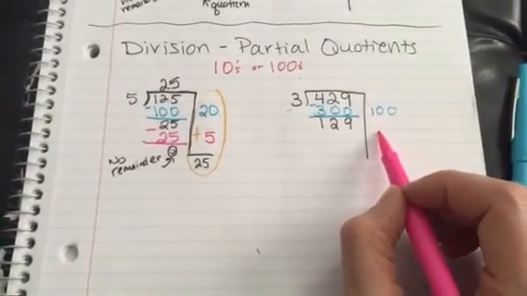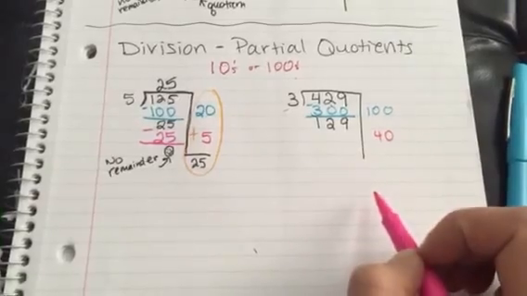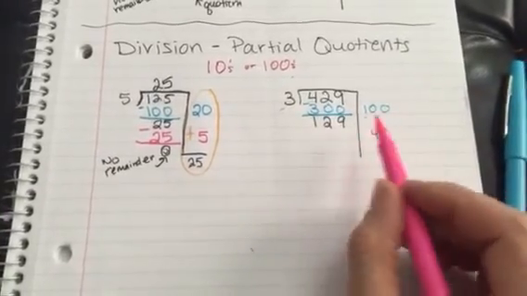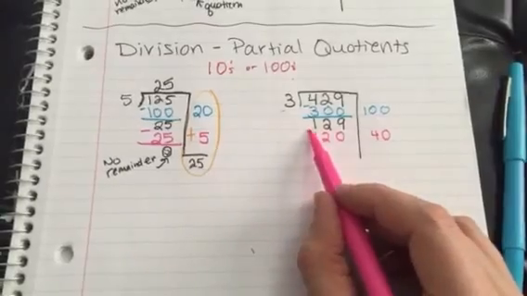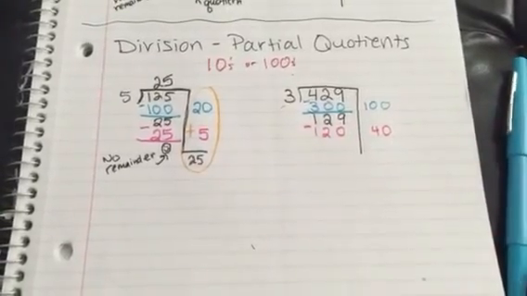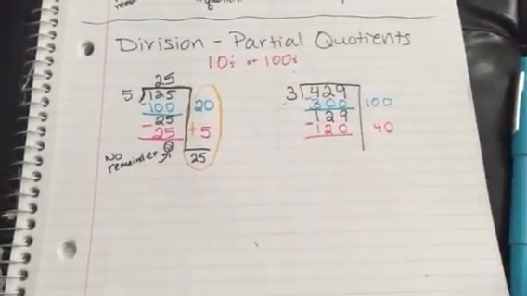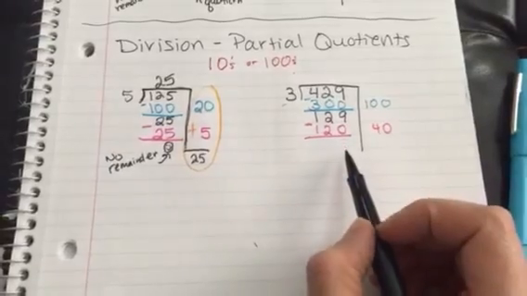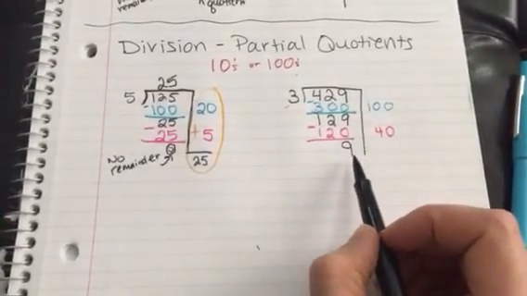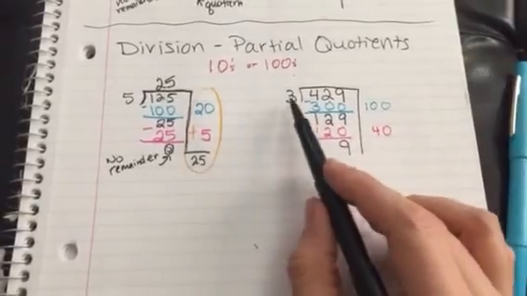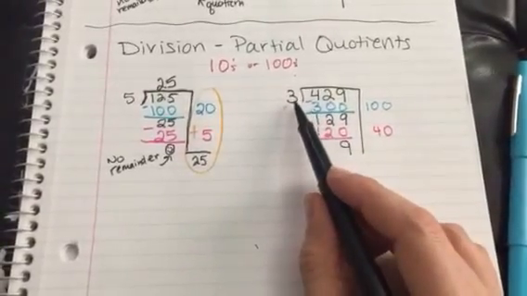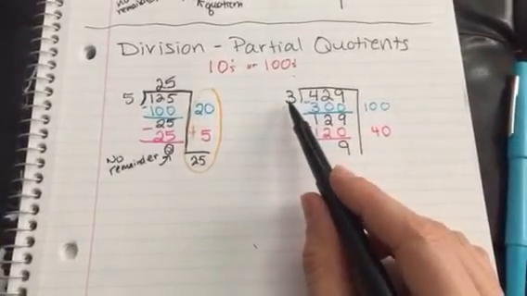So I'm going to write my 40 outside of my house, and then I'm going to write the total of 120 inside and subtract. When I subtract, I'm left over with 9. Well, I don't have a remainder yet because my difference is still greater than my divisor, which is 3.